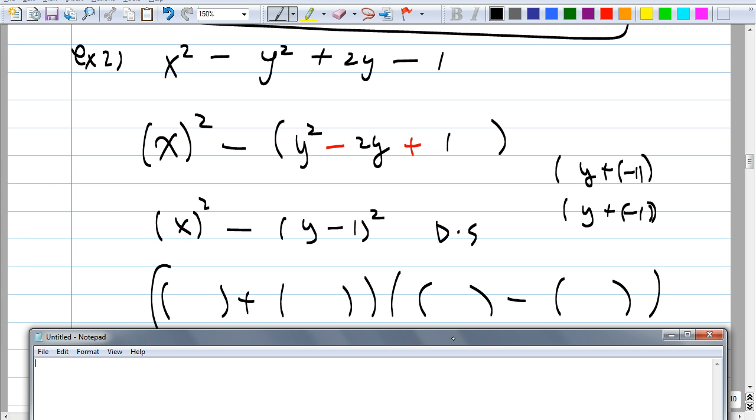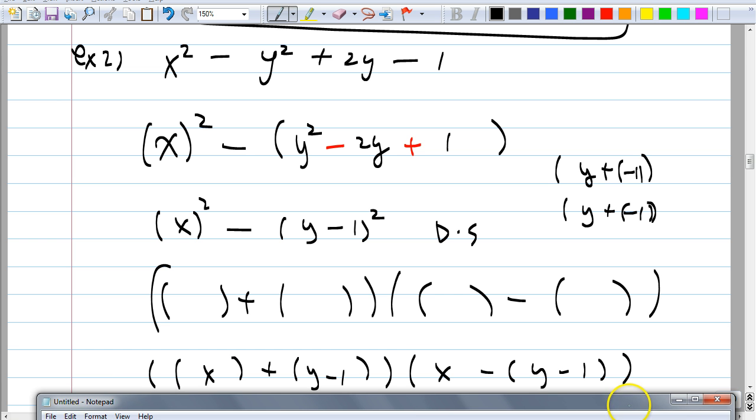Okay. Ali, tell me what to write. No, it's not x squared. What's your a? Is it x? Okay, x plus y minus 1, good, times x minus y plus 1. And did you have all the parentheses and so forth? Okay, good. So this is what we get.